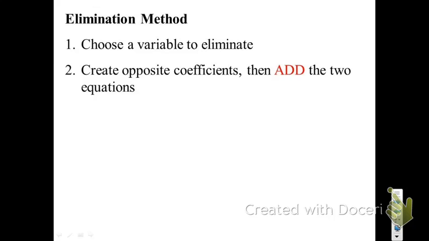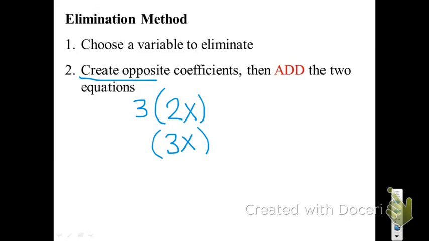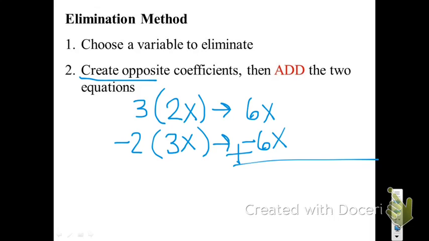So to solve using the elimination method, these steps are the same as yesterday's assignment. You will choose a variable to eliminate. You'll create opposite coefficients. Today when we create opposite coefficients, we'll be using multiplication to do that. So if I have a 2x and a 3x and I want to make these two opposites of each other, I would multiply the top one by 3 and the bottom one by -2, so that this would become 6x and this one would become -6x. Here they are opposite coefficients, and once we have established that, then you'll go ahead and add the equations.